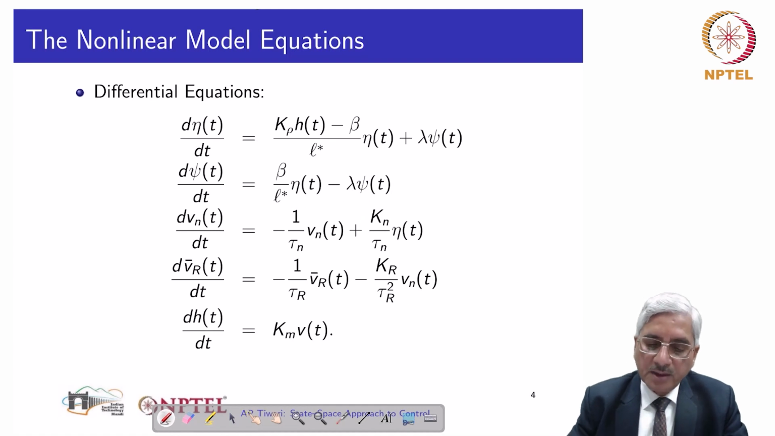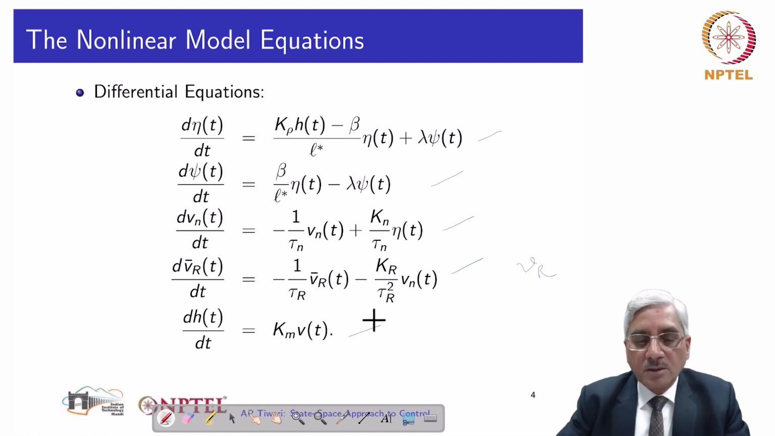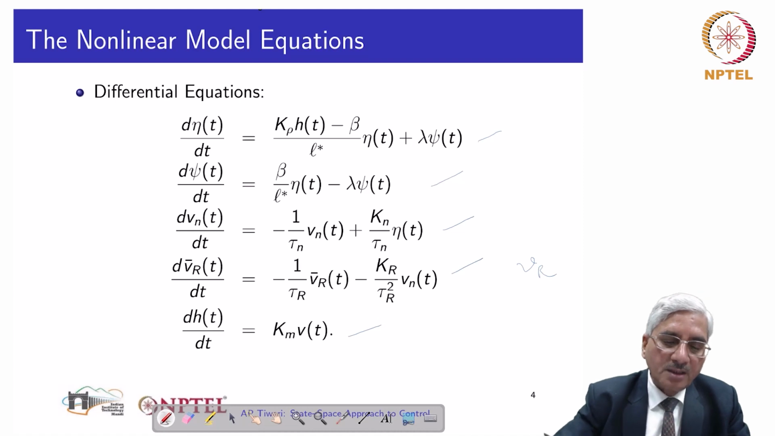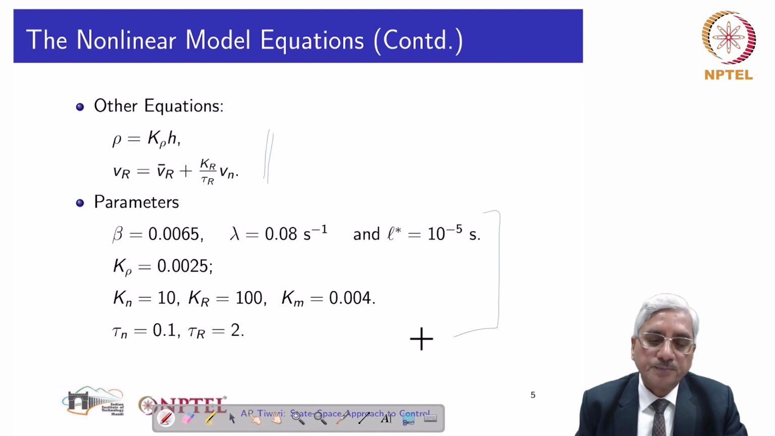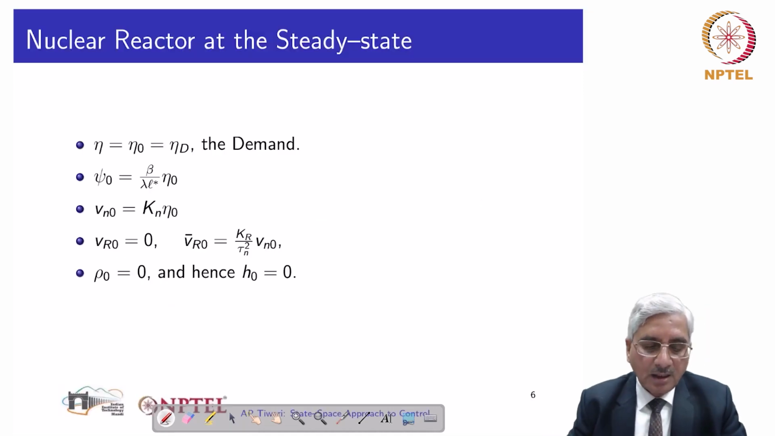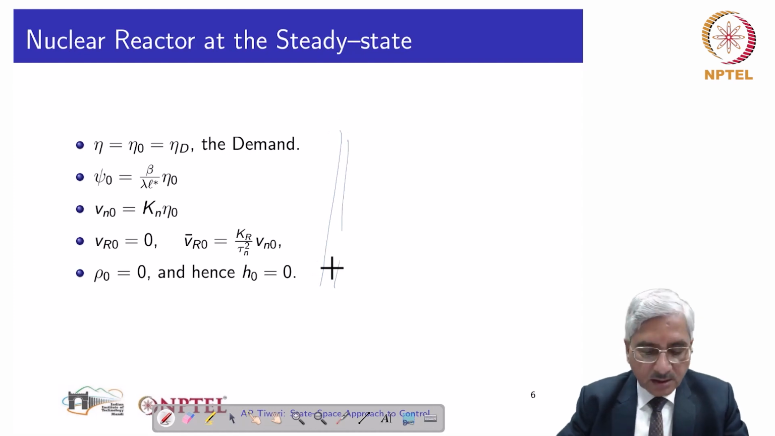Just a recap: we have these 5 equations. This is for neutron density, this is for delayed neutron concentration, this is for linear voltage, this is for rate voltage, that intermediate stage VR bar, rate voltage is actually VR, and then the control rod position. We have these 2 algebraic equations and we have parameter values. We linearized the model, and the steady state condition around which the model was linearized is given by these values of various variables.